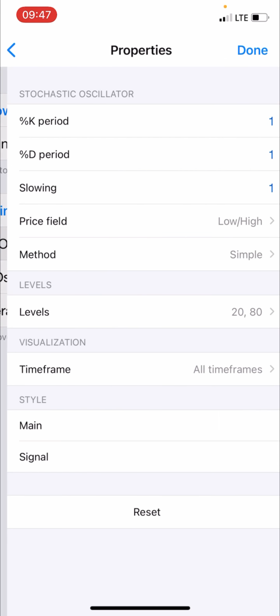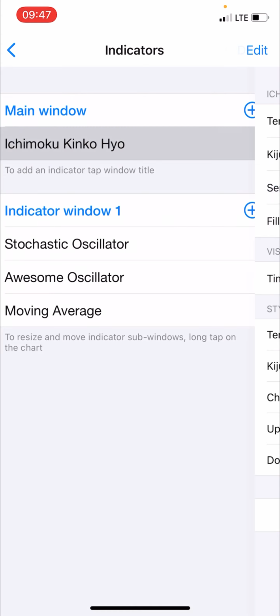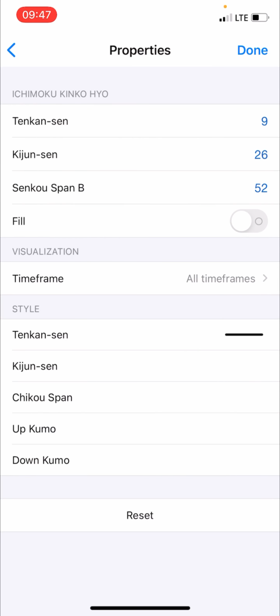Screenshot this if you didn't get it right, and try to make use of it in your spare time.